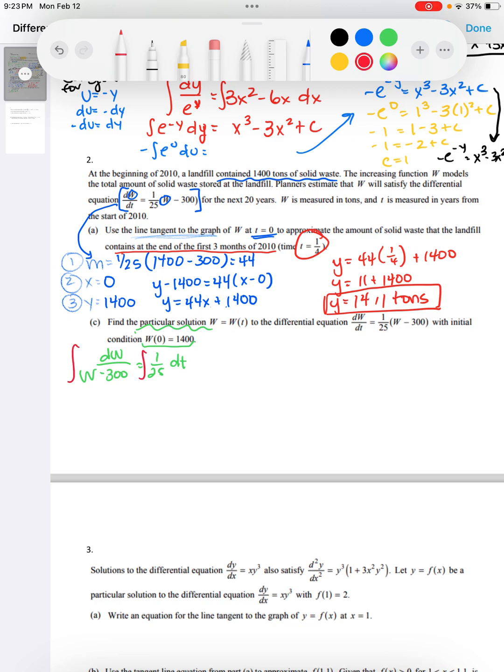Then we can go ahead and integrate. When we integrate over here, we do need to use u-substitution. So my u is W minus 300, and then my du is my dW. That would give me the integral of 1 over u, and we know the integral of 1 over u is the natural log of u. So the natural log of W minus 300 equals 1/25 t plus C.